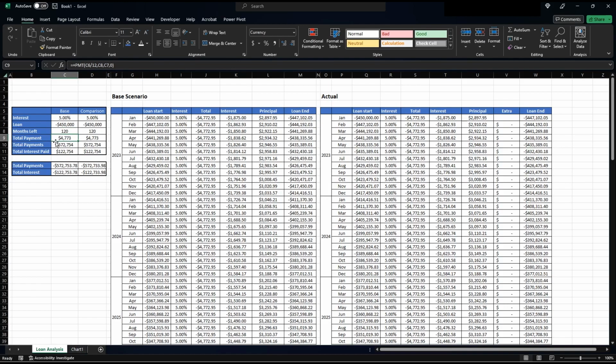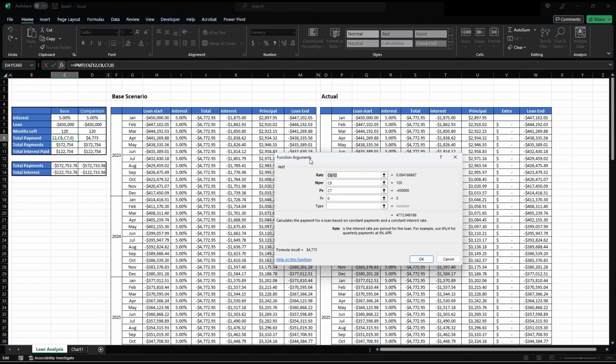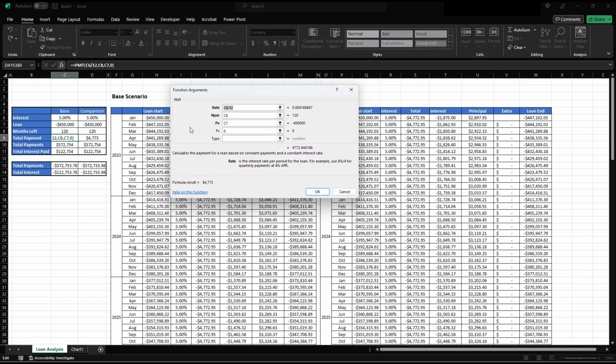Then we can use this little formula called PMT. If I go into here, you'll see a bit clearer. You put in first of all the interest rate. Here you can see I've divided the interest rate, which we've got in C6, by 12, because we don't want an annual rate, we want a monthly rate. Then we have the number of payments for the loan, which we've already calculated in months, the 120 from C8.